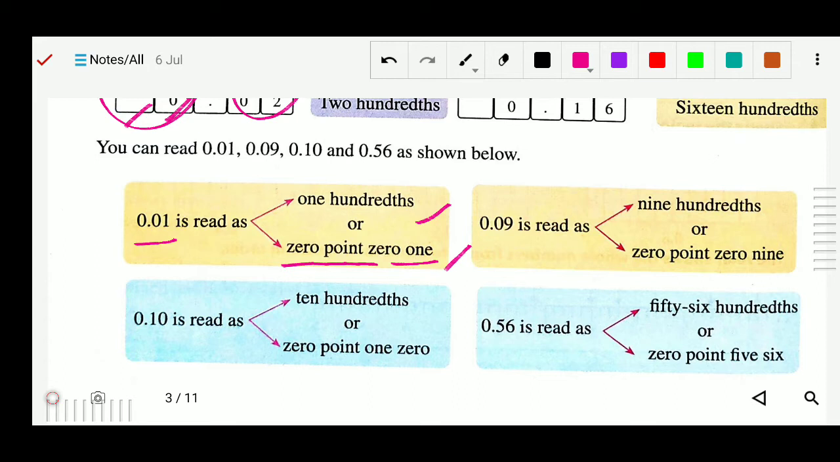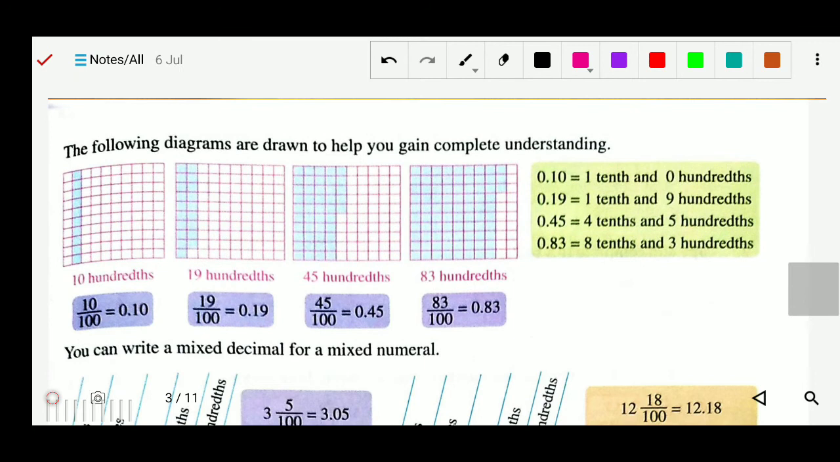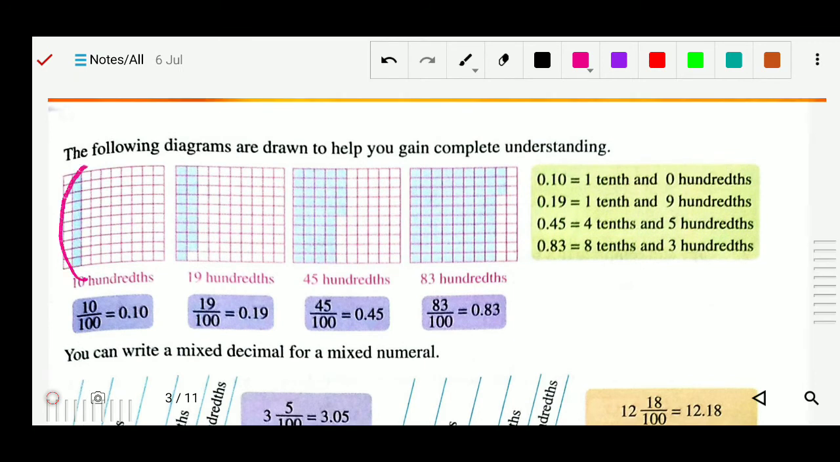I told you that after the point you have to read the numbers one by one. Each digit you have to read. So for 0.56, we can read it as 0.56 or 56 hundredths. Both are correct, and you can follow either one. Here, how many are shaded? The total is 100, and then this fraction is converted to a decimal likewise.